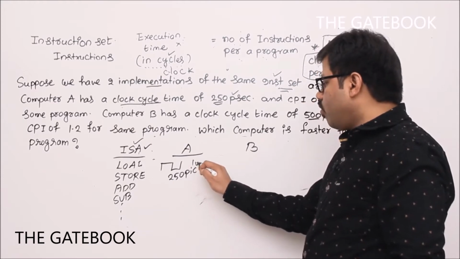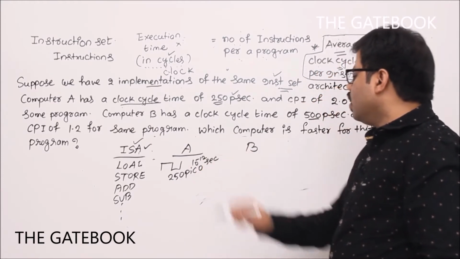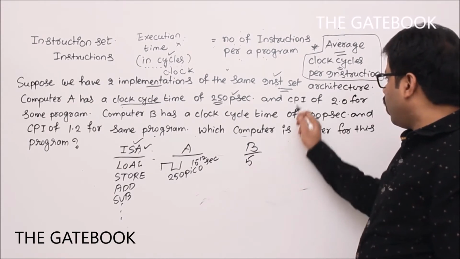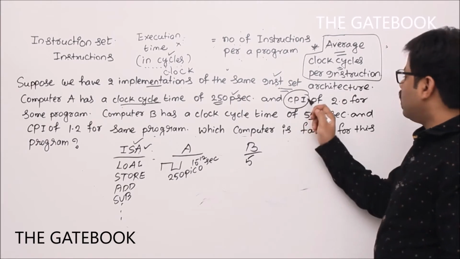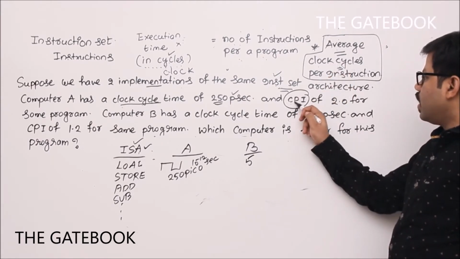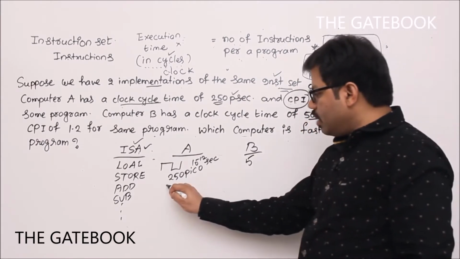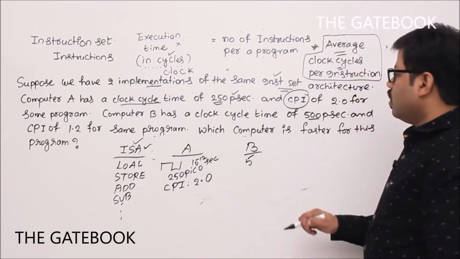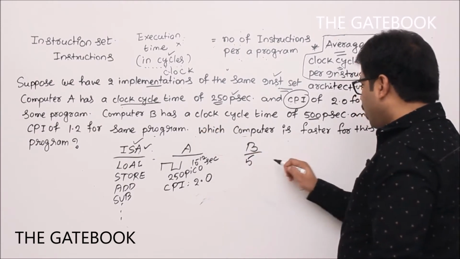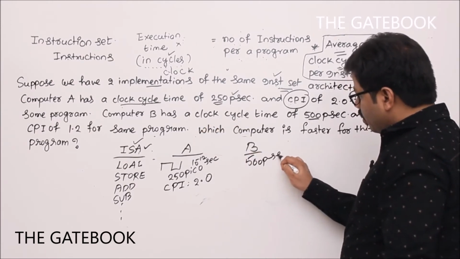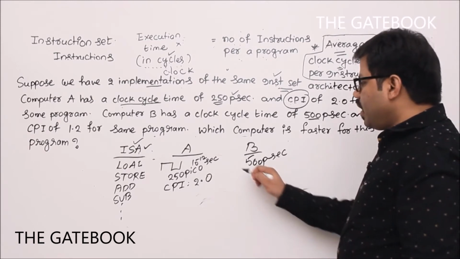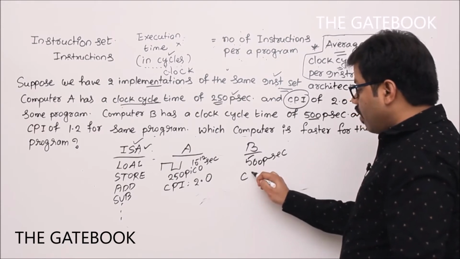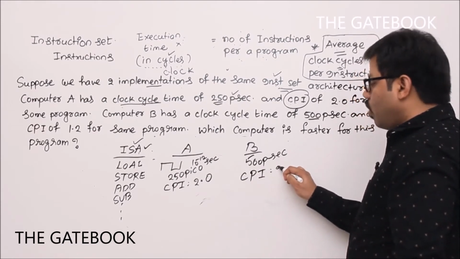Pico means 10 to the power of minus 12 seconds, right? Now computer B is using 500, and one more thing, clock cycles per instruction is given, right? So average clock cycles per instruction is 2.0. Here CPI is 2.0 for each instruction. Second one, computer B has clock cycle time of 500 picoseconds, remember it, clock cycle time, and CPI of 1.2 for the same program. That means our average clocks per instruction is 1.2.